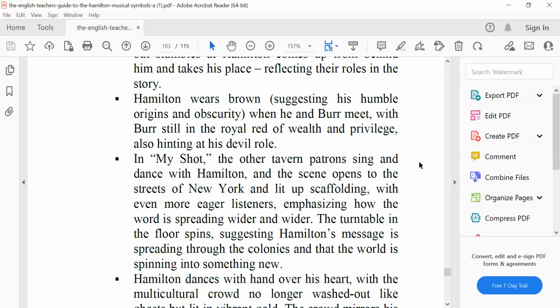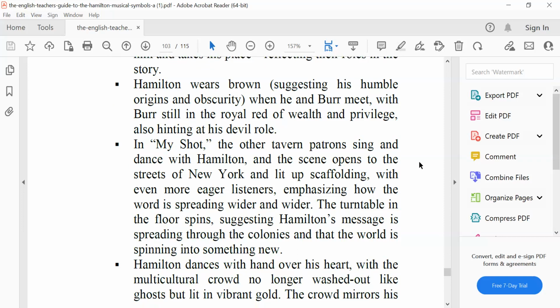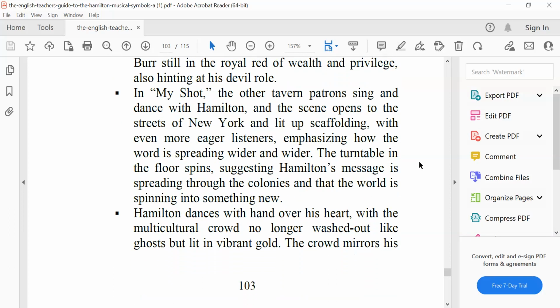When they meet, Hamilton is in brown, but Burr is in red: wealth, privilege, and also he's going to be the devil on Hamilton's shoulder. As we sing together in "My Shot," we've got the tavern people singing with him, and then the scene opens up to the streets of New York, and the scaffolding lights up, and more people join him for this, emphasizing how the world is wider and wider. And the turntable spins. What does this suggest? It suggests a wider world, time passing, moving through space, and that the world is spinning round and round and becoming something new.